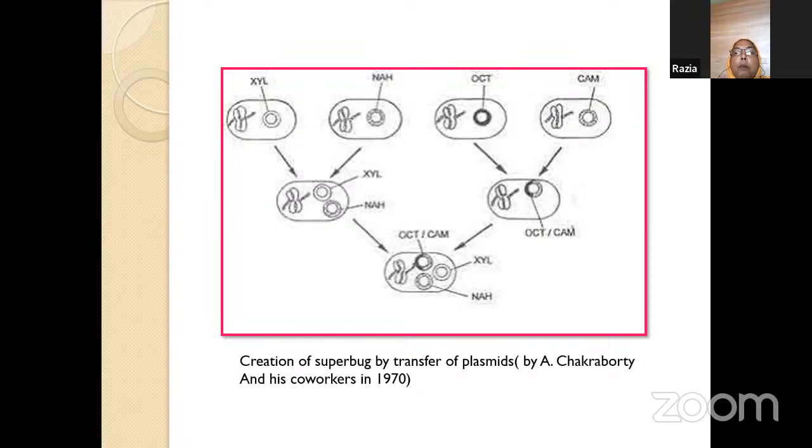hydrocarbons. So what he concluded was that this prevented the recombination events which he found earlier when octane and camphor genes were present in the respective plasmids. So this led to the creation of a superbug, a multiple plasmid containing bacteria, and was found successful in the treatment of oil hydrocarbons. Next slide, please.